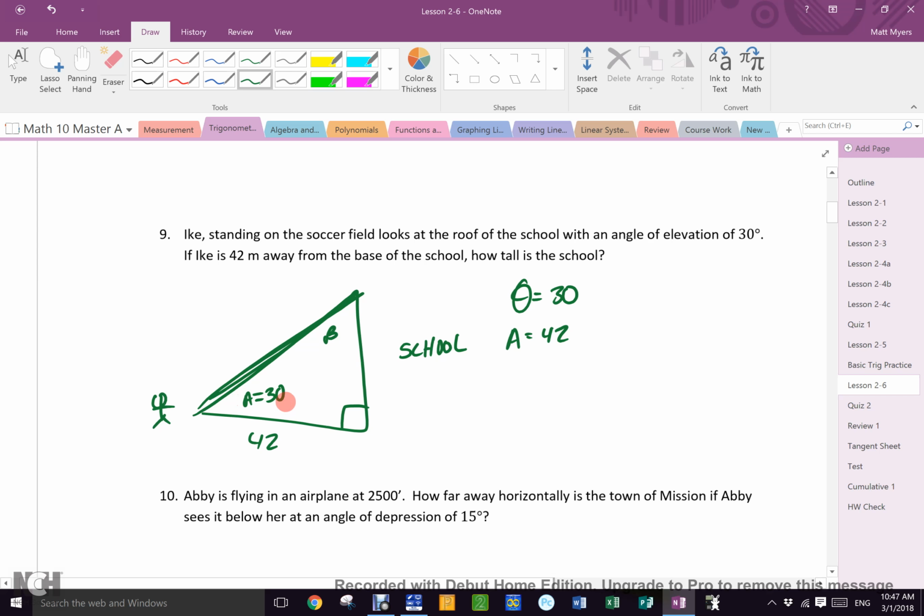So A is 42, which means I need how tall is the school? Which line is the height of the school? The diagonal or the up and down? Up and down. So that's what I need. That's my unknown. That is an opposite because it's across from my theta. What math uses A and O?